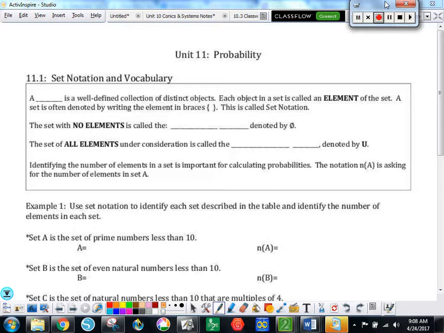So, a set is a well-defined collection of distinct objects. Each object in the set is called an element. I've tried to bold the critical words. So each object in the set is called an element of the set. And the set is often denoted by writing elements in braces, or these fun little swirly things.